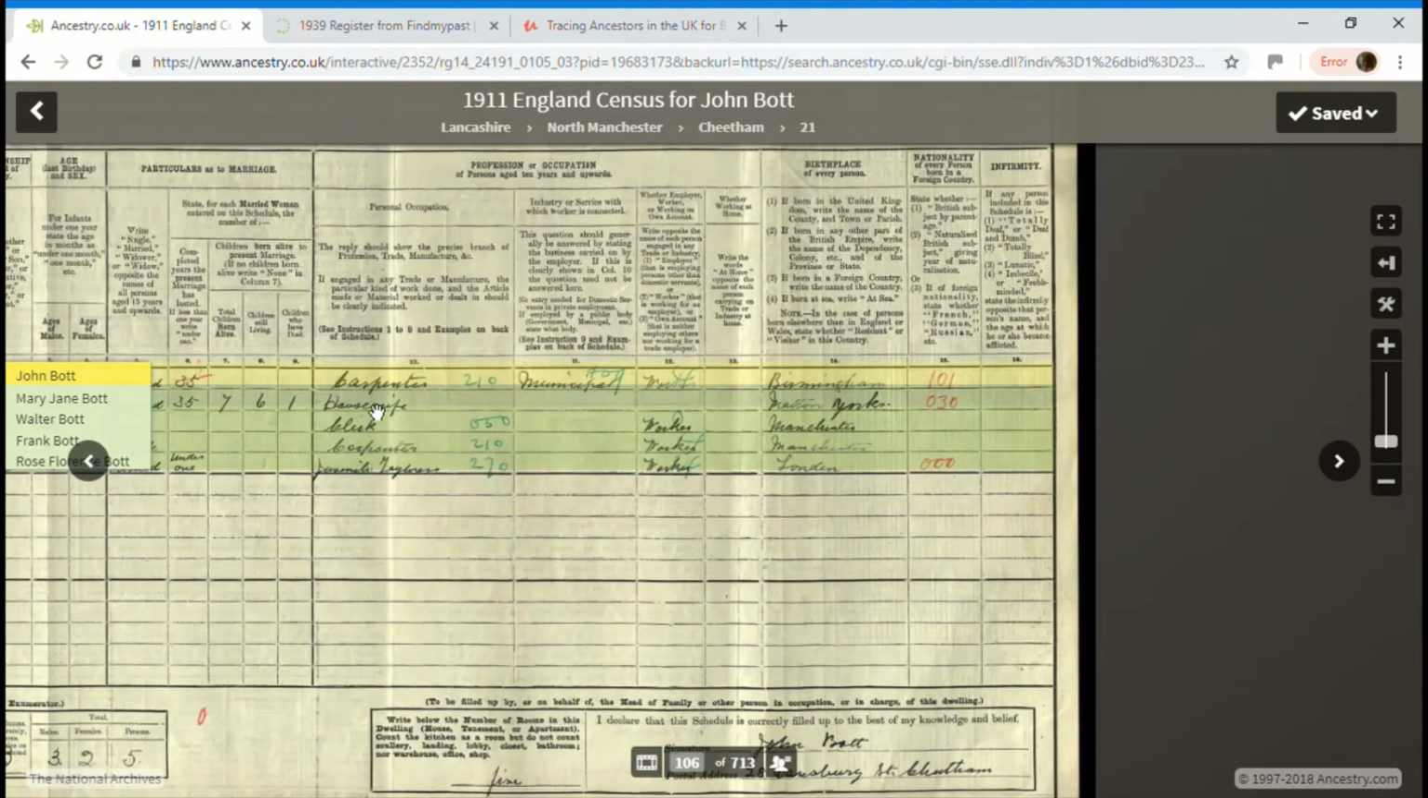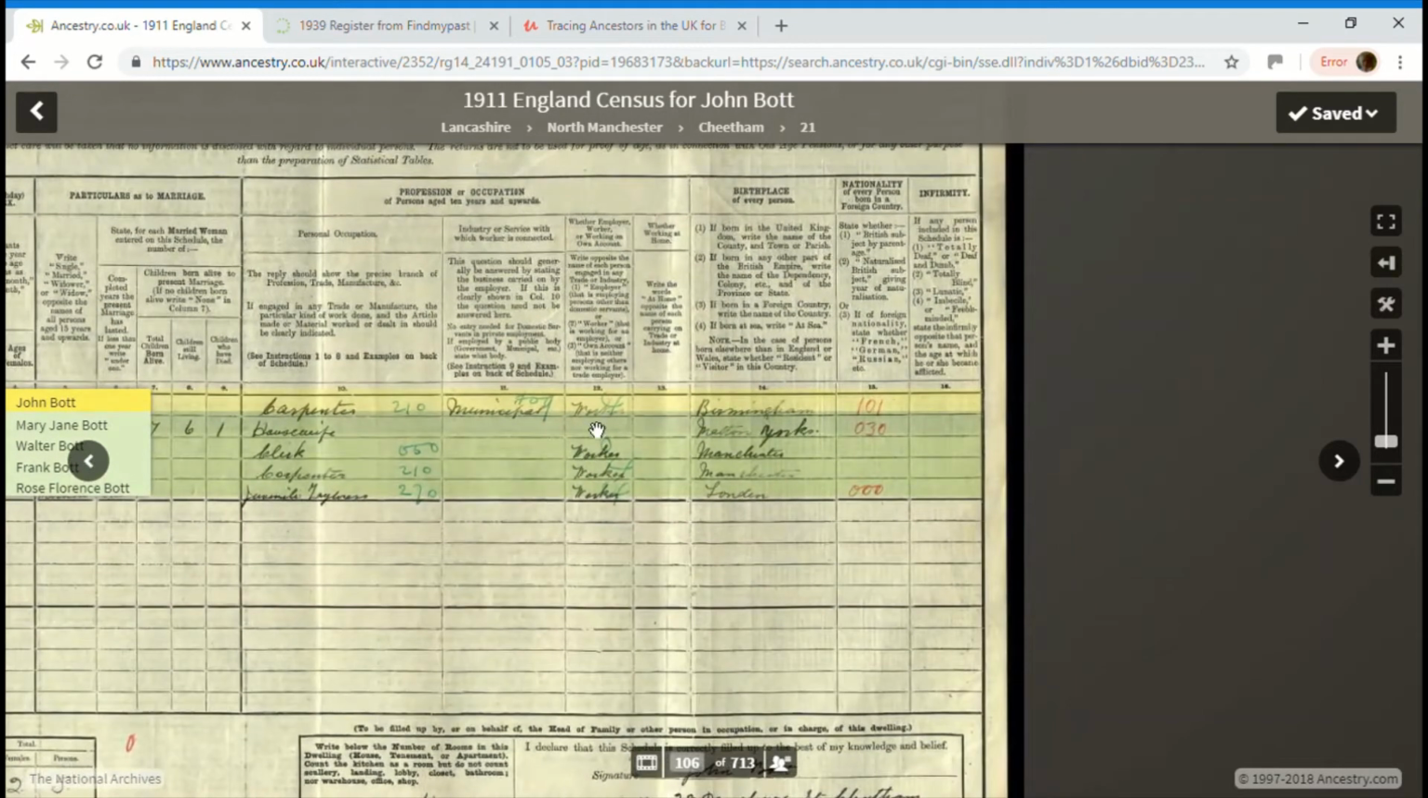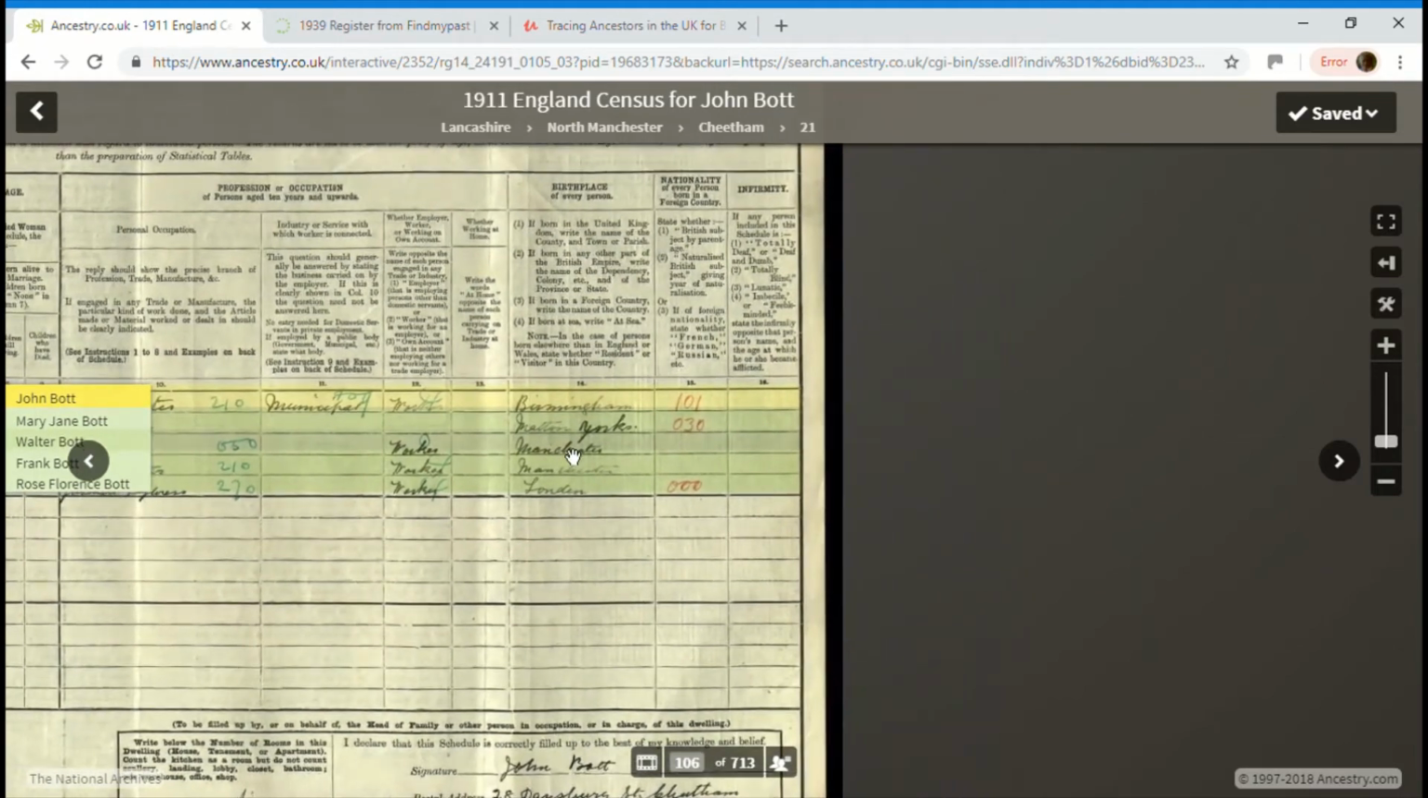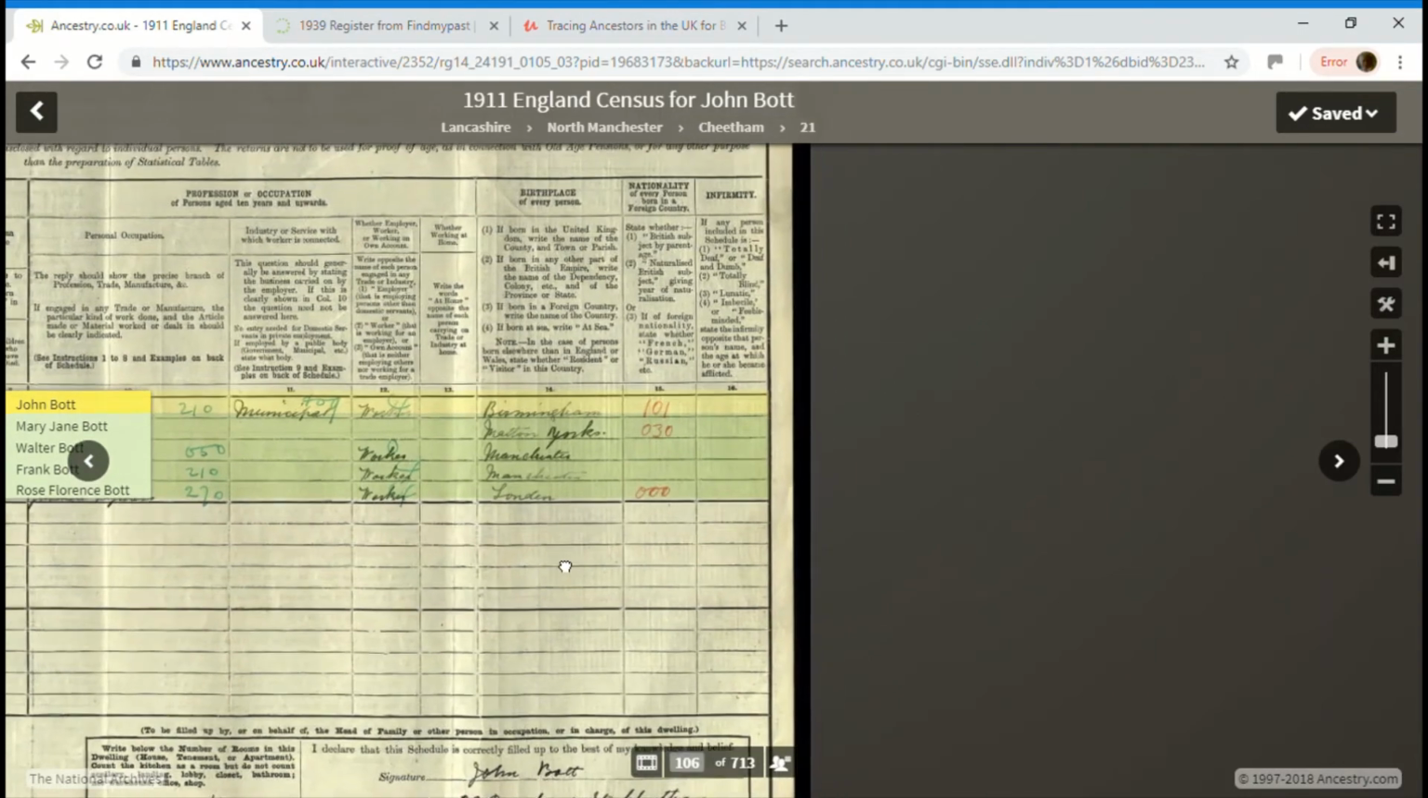Now, profession, occupation. John was a carpenter, and in the 1911 census, it tells you the industry or service that they were connected with. So he's a municipal carpenter. So presumably he was working on public buildings, a worker as opposed to an employer. And sometimes it puts in here to say whether they're working at home, but not in this case.